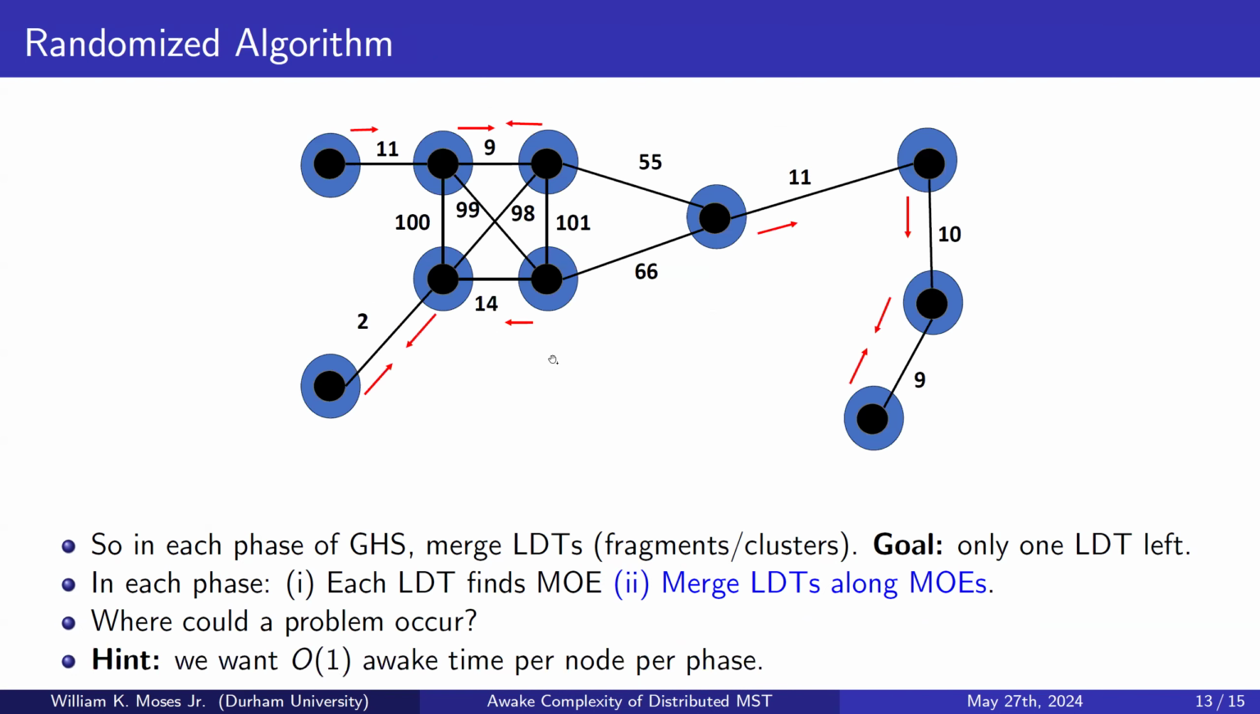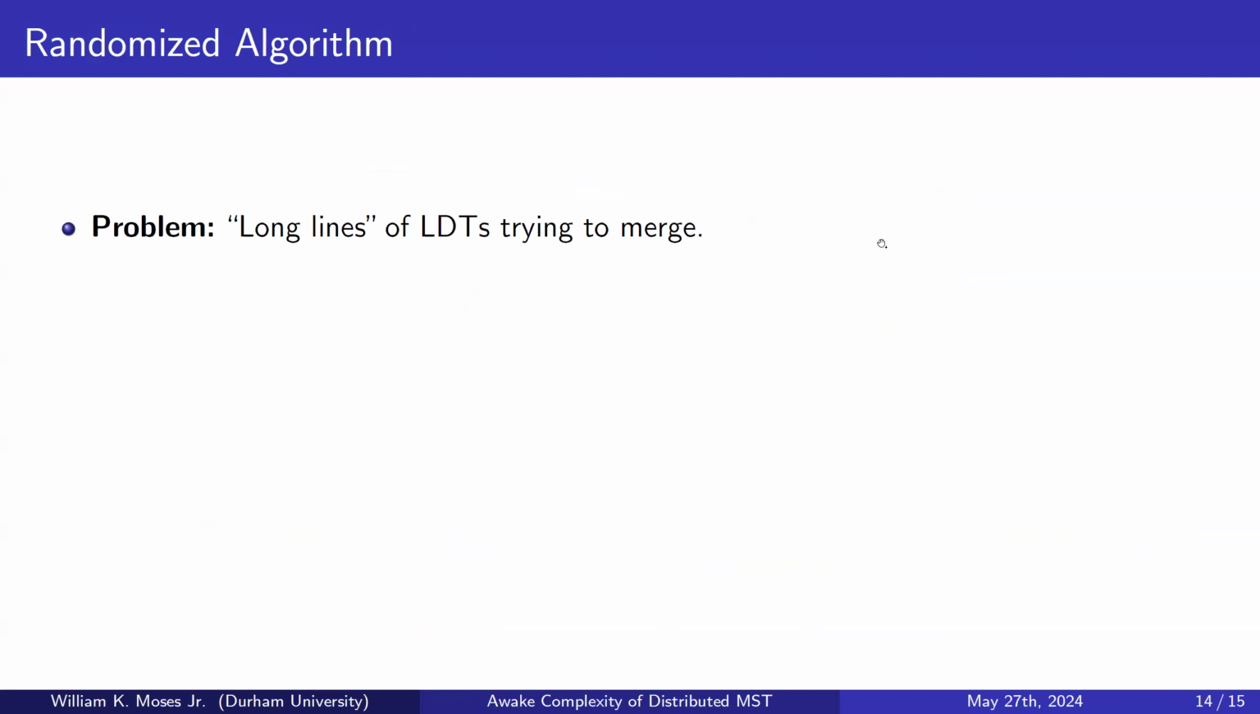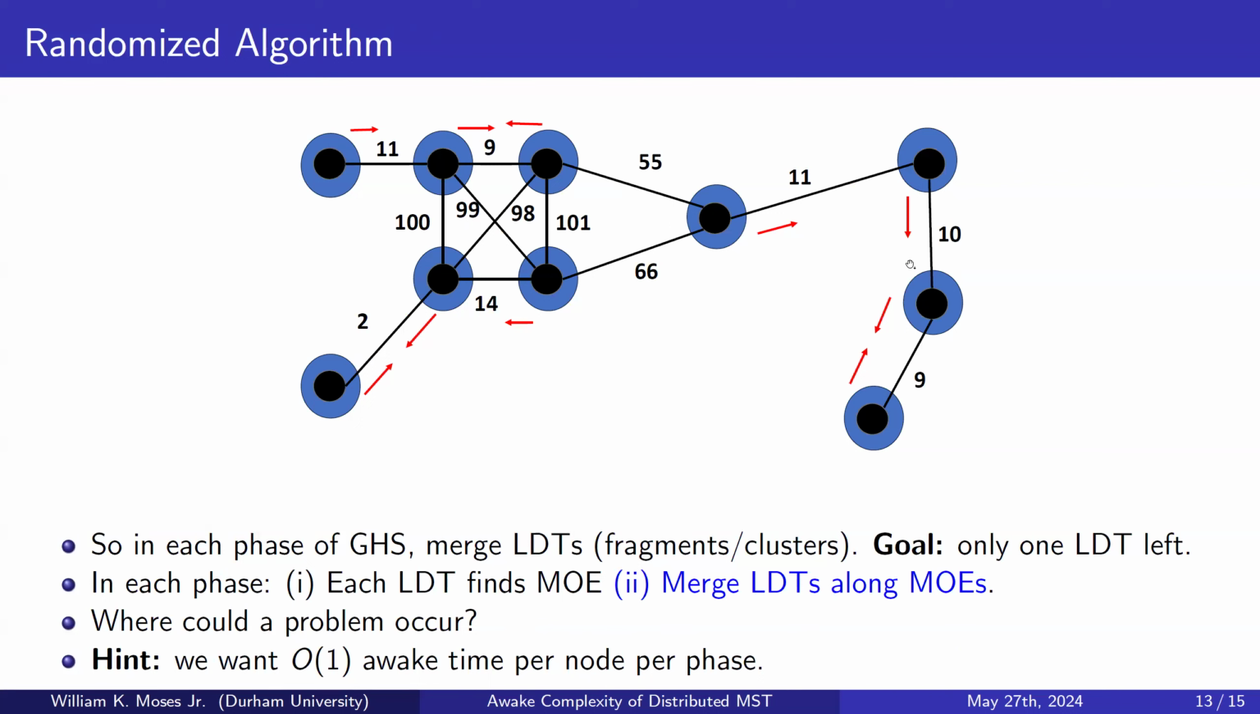What's the problem? Well, suppose we want an O of 1 awake time per node per phase. What we need is for each of these clusters to only be really active a constant number of times per phase. But if you have a long line of nodes that need to merge together, when you actually perform the merges, they can only be done sequentially. So when you have a long line that's larger than a constant, they might have to be awake more times, and that's bad. How do we deal with this?